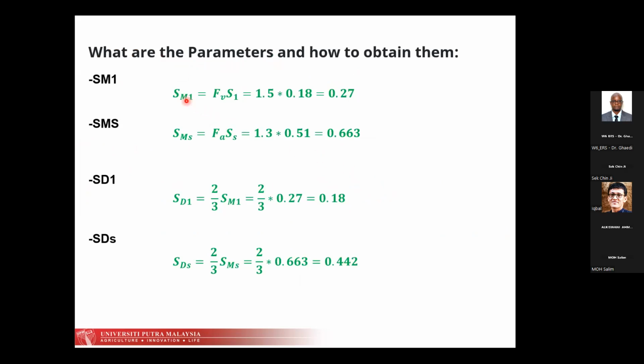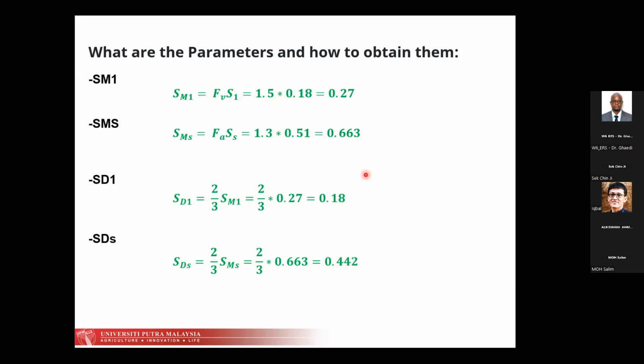So we calculate SM1 as follows, and SMS, and this is the maximum considered earthquake. But we said before we will go for the design basis earthquake, so we take 2/3. For SD1, it's 2/3 of SM1, and for SDS, it's 2/3 of SMS. So we will have SD1 as 0.18 and SDS as 0.442.